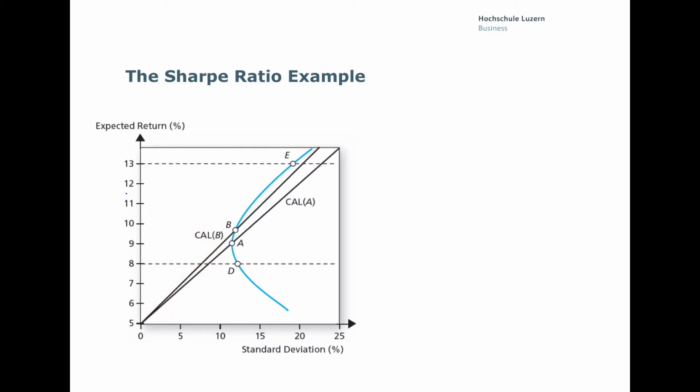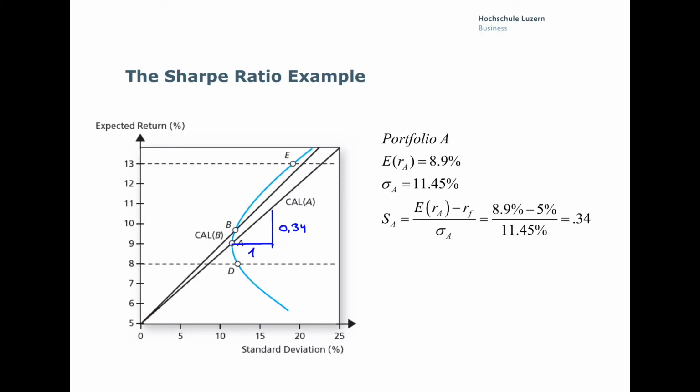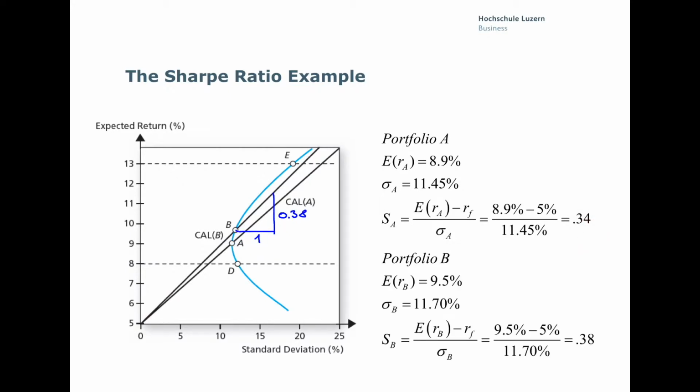The Sharpe ratio A is calculated by taking the risk premium of 3.9% divided by the standard deviation of 11.45%, equal to 0.34. SB is calculated by the risk premium of 4.5% divided by the standard deviation of 11.7%, equaling 0.38. As you see, this slope is steeper than the slope of A.